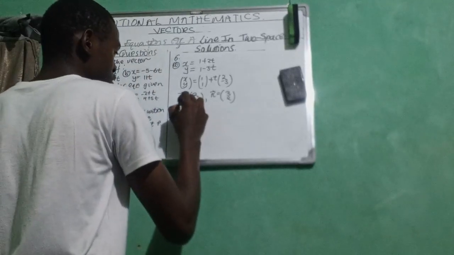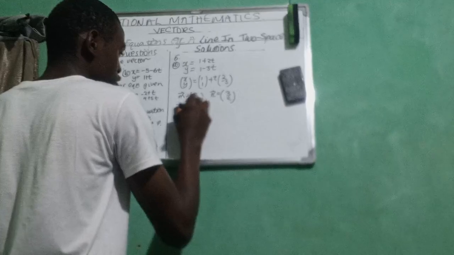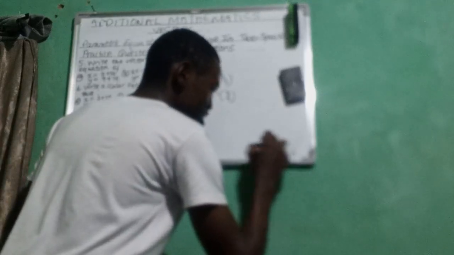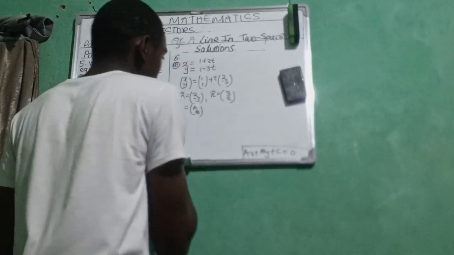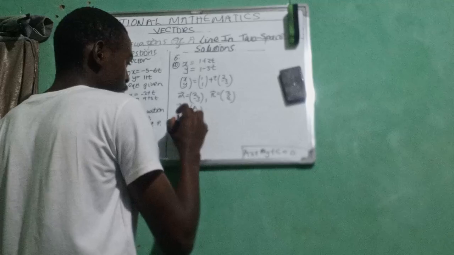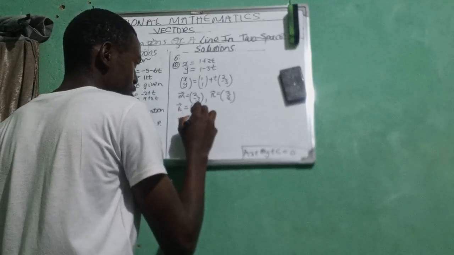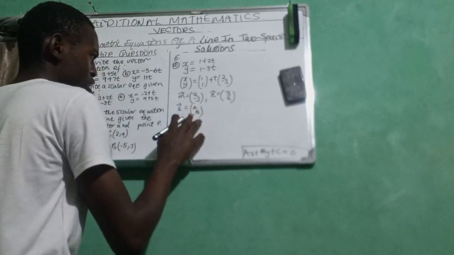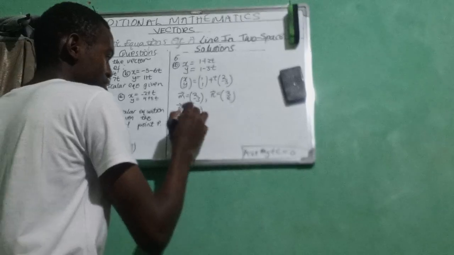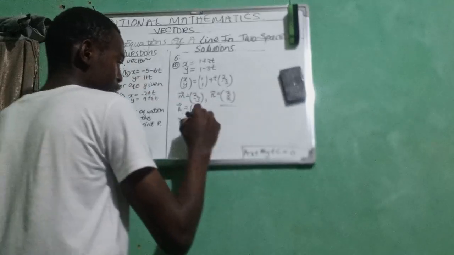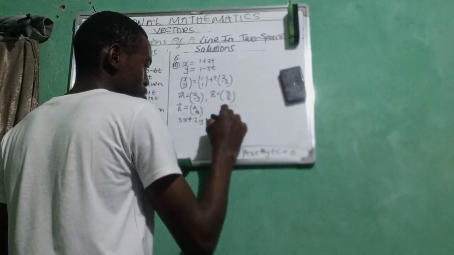So we need to know the property that the normal vector n is equal to a, b. These are the coefficients of the standard form. A scalar equation in the standard form is written like that, ax plus by plus c is equal to 0, meaning that, following this here, 3x plus 2y plus c is equal to 0.